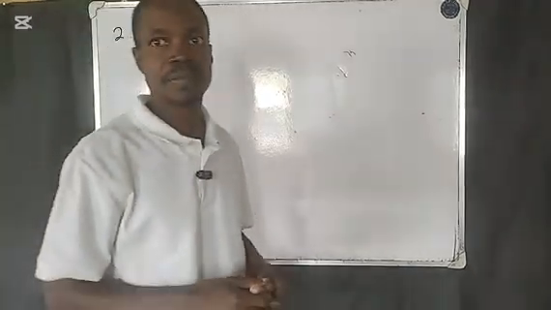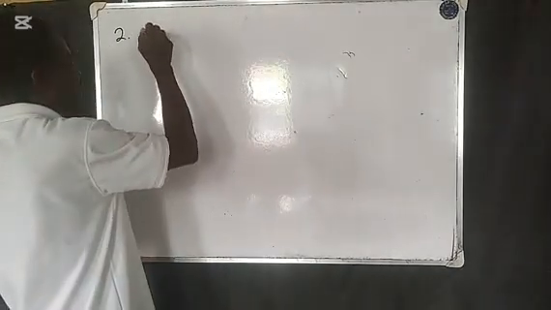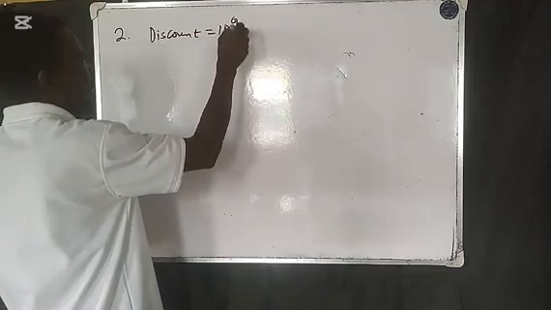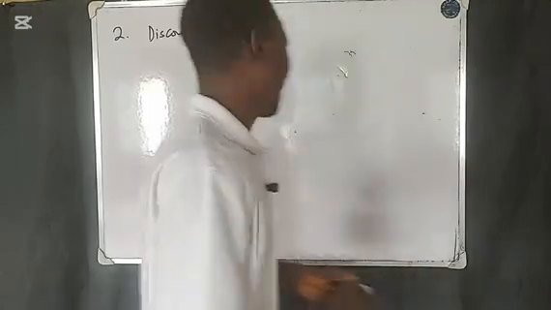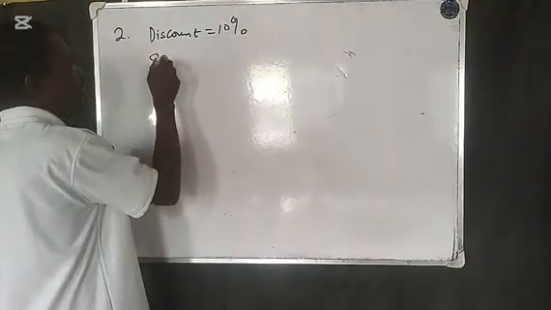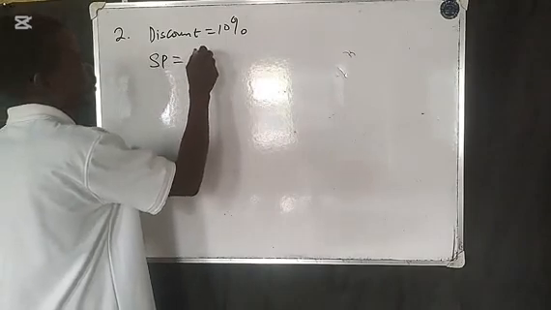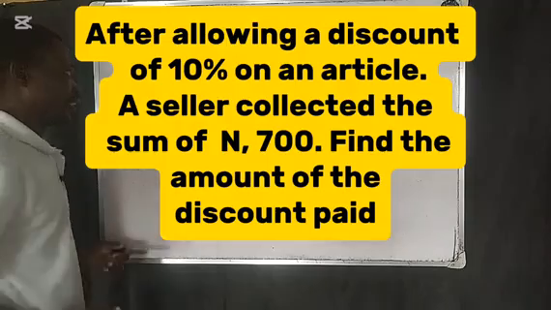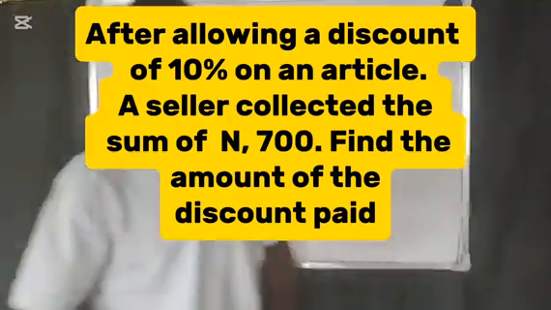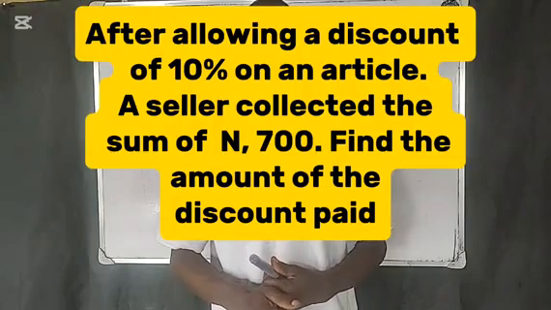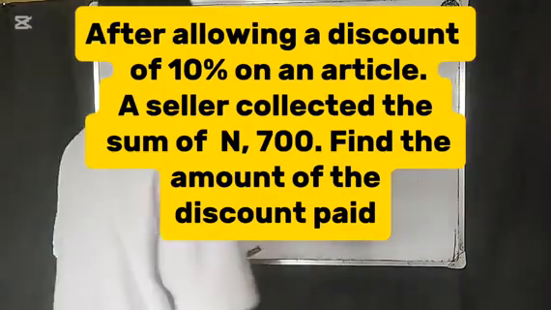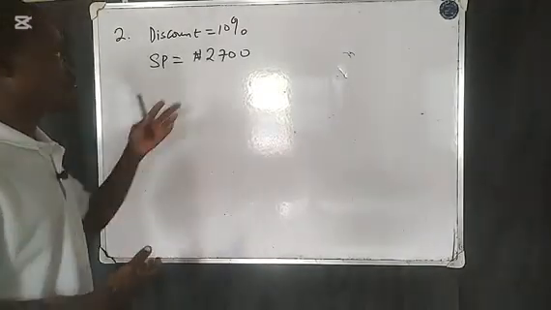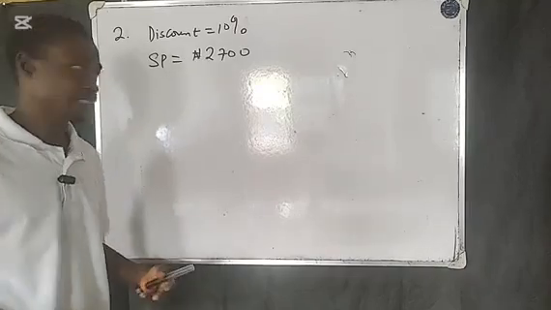After allowing a discount of 10%, a seller collected, that is the selling price, 2,700. The seller collected 2,700 after giving a discount of 10%, right? Find the amount of the discount paid, just as I was telling you that time. It is still the same way. This person enjoyed 10% of the marked price, right?